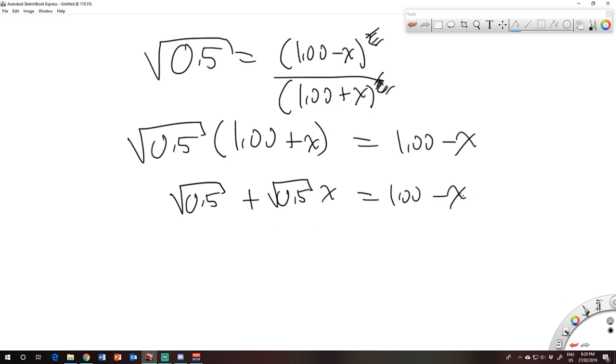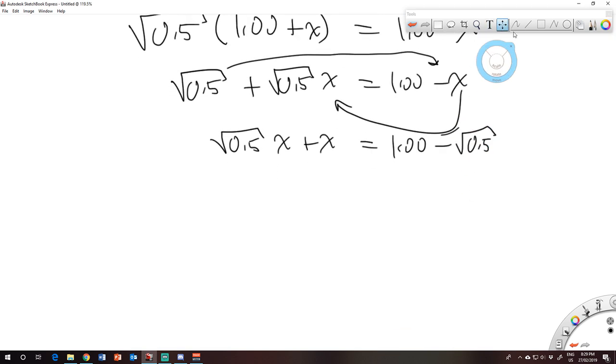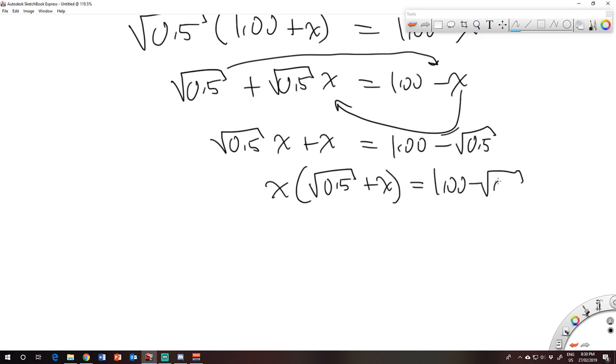This then ends up becoming, I'll bring this X over to this side, and I'll bring this to the other side, so we get root 0.5x plus X equals 1.00 minus root 0.5. Okay. Ugh, so close, not quite. I can factor an X out of here, so this becomes square root of 0.5 plus X. And then this becomes 1.00 minus 0.5.